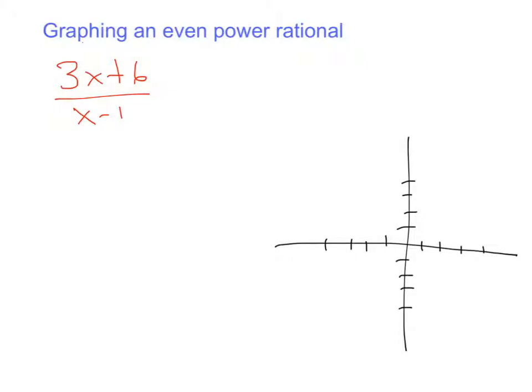What I like to do is make a list of some information that we're going to need. We're going to need the horizontal asymptote, vertical asymptote, x-intercept, y-intercept, and our domain.